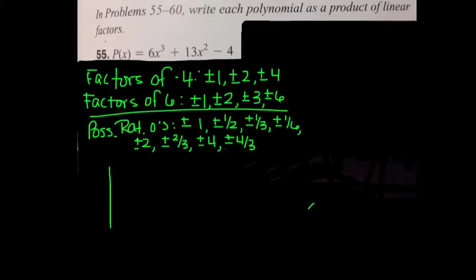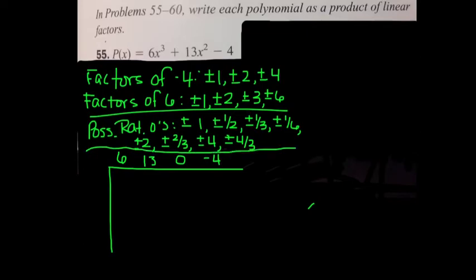To find the numbers that actually are zeros, please keep in mind, this is a third degree polynomial, so I'm looking for 3 factors. I have a 6x to the third, I have a 13x squared, I'm missing x to the first, so I'll need to put a 0 in for that, and then I have the negative 4. So I place those numbers along the top of my synthetic division, 6, 13, 0, and negative 4.